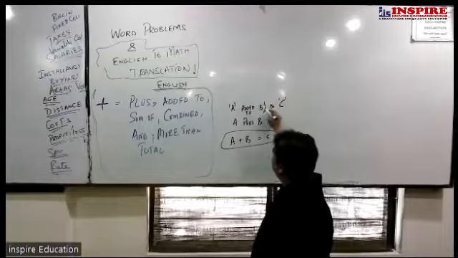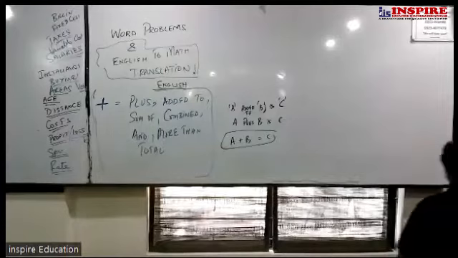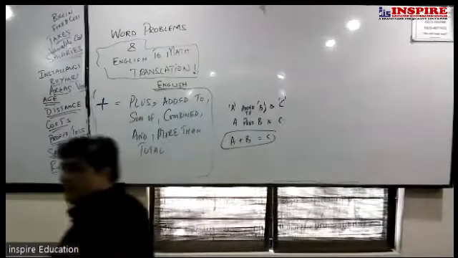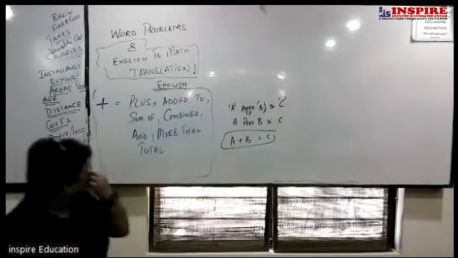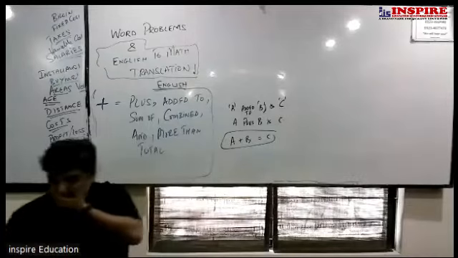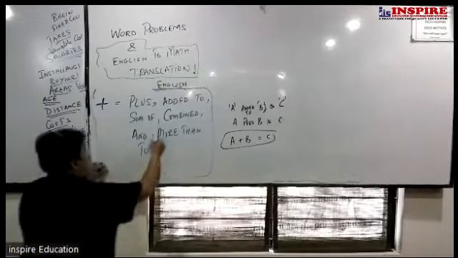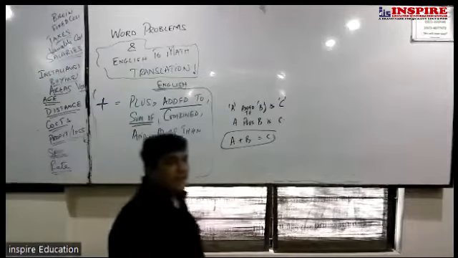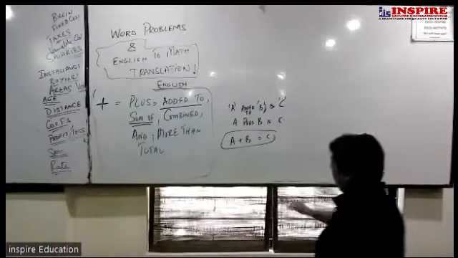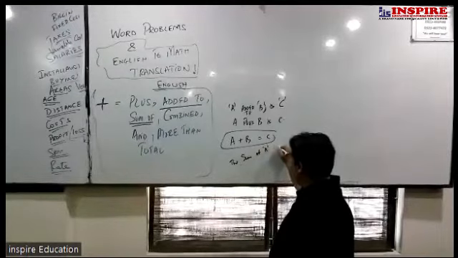A is C. Common? Understood? A added to B is C. A plus B is C. A added to B is C. The sum of A and B is C.